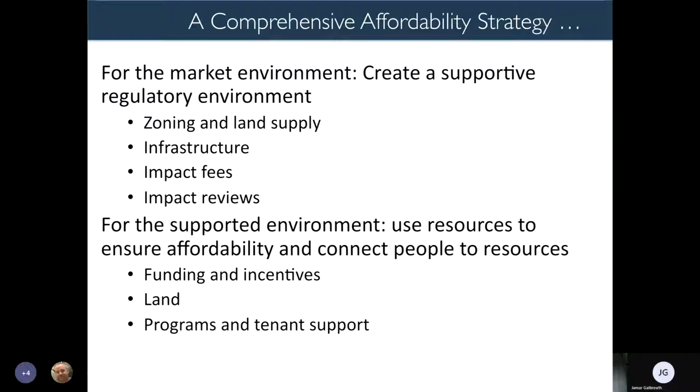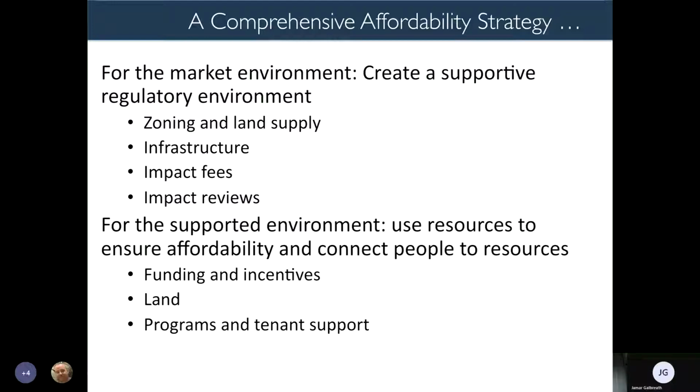In the supported environment, that's where you're really looking to use your resources to ensure that there's affordability and to figure out from a programmatic perspective how you get the people who most need housing into the units that are available. So that's where you spend your dollars and target your incentives. If you have land or are going to acquire land, that's where that typically comes in. And that's usually where programs and tenant supports function as well.